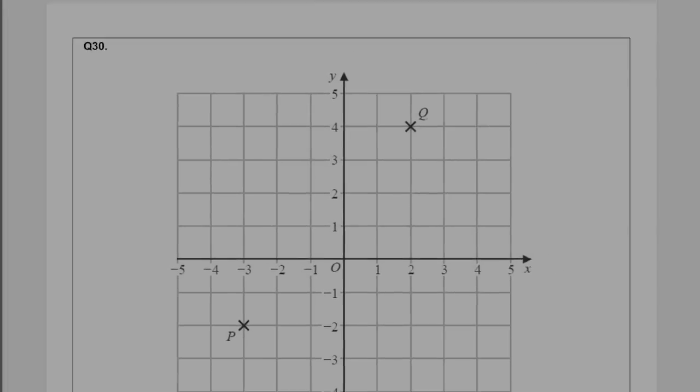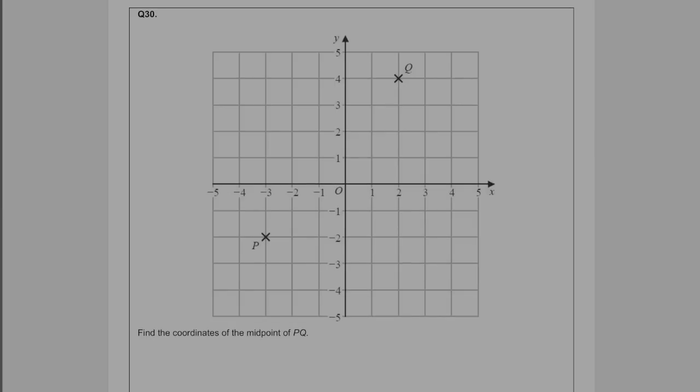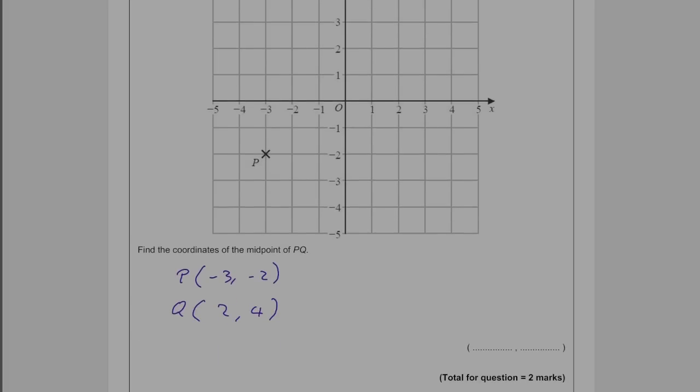Okay, question 30. Let's zoom out slightly. Find the coordinate of the midpoint of PQ. So we're going to have two methods for this. My first one is if I write down the coordinate of P, P is at the coordinate -3, -2, and Q is at the point 2, 4. And then if I want the midpoint, the midpoint of PQ is going to be equal to -3 plus 2 divided by 2, and then -2 plus 4 divided by 2.